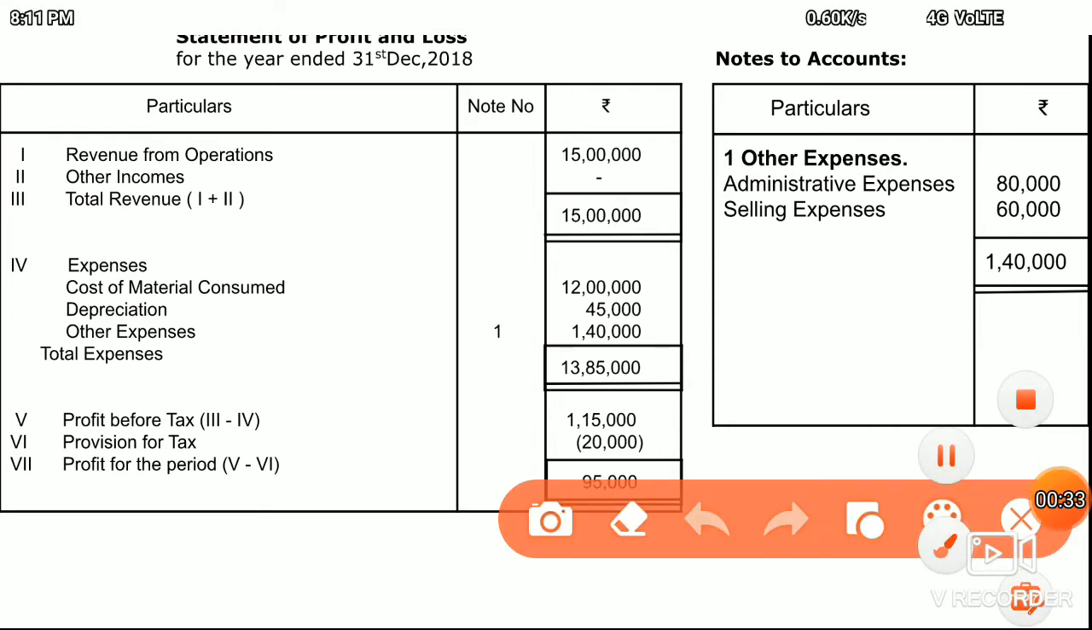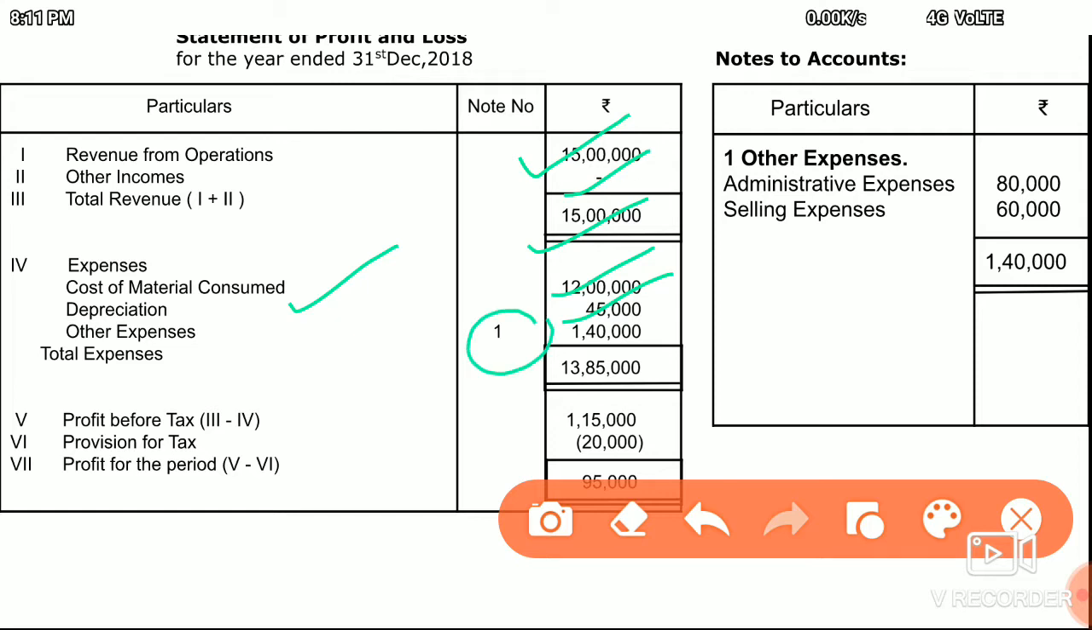Here we have revenue from operation, which is given to us in this statement as 15 lakh. The other incomes are not there, so the total revenue is 15 lakh. Now we also have expenses. The first expense shown here is cost of material consumed, which is 12 lakh. Then depreciation is 45,000. Other expenses, there is a note to account. So we will refer to the note to account for preparing the cash flow statement.